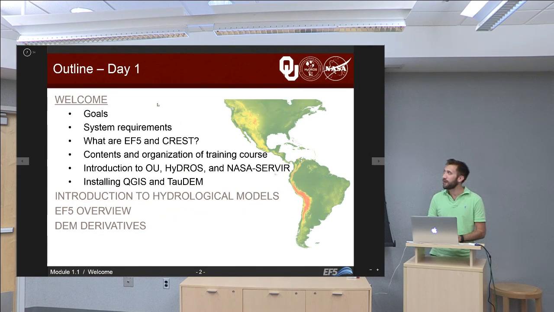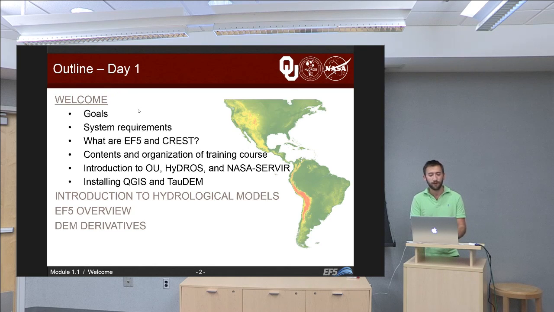So, EF5 training, or at least the version that we'll be recording for you, consists of 2 days worth of modules and lessons. The first lesson, the one that you're in right now, is entitled Welcome, and that consists of the goals of the training, the requirements of the computing system needed to complete the training, a description of what EF5 and CREST are, the contents and organization of the training course, an introduction to our sponsors, including the University of Oklahoma, the Hydros Research Group, and the NASA Surveyor Project, as well as instructions for how to install QGIS and TauDEM, which are 2 additional pieces of software needed to use EF5 within the training.